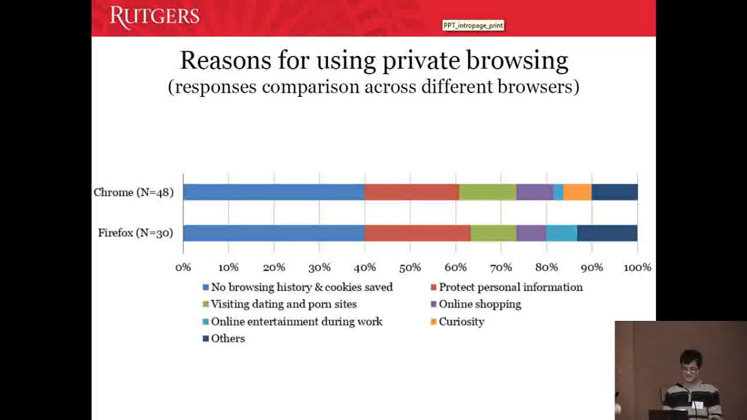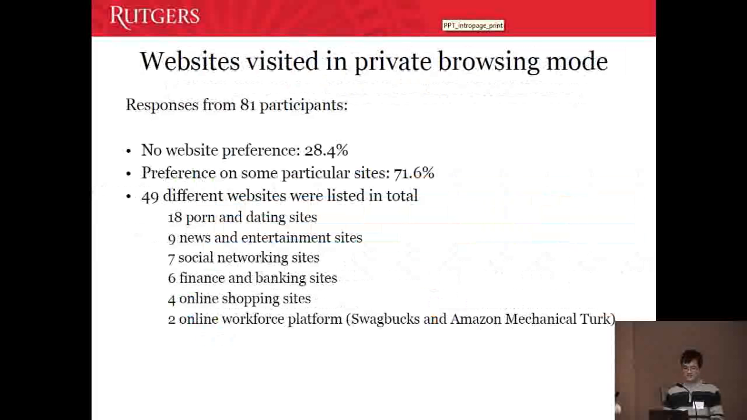And then we further investigated the web pages visited using private browsing mode. 28% said that there is no website preference, and the remaining participants actually listed the web pages that they commonly use in private browsing mode. They listed 18 porn and dating websites, and 9 news and entertainment sites. Those include the New York Times and some gaming websites.